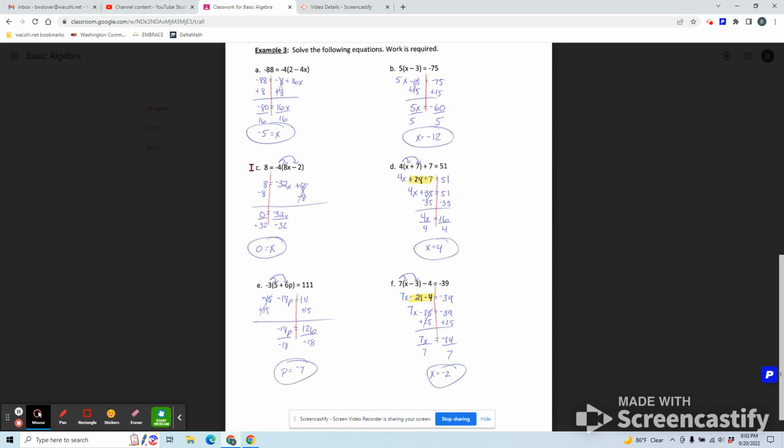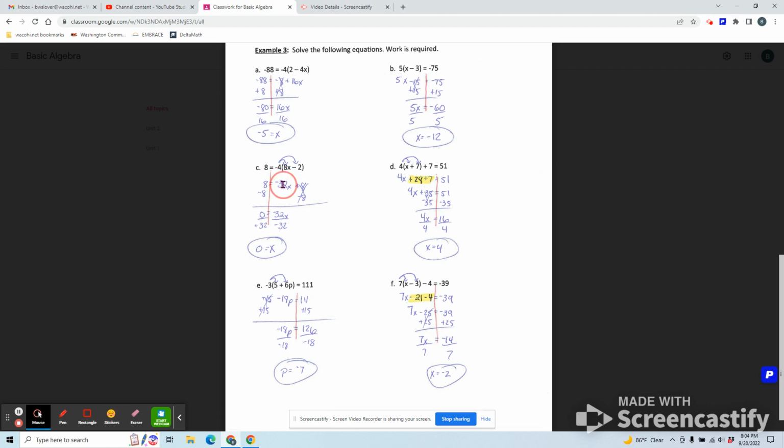Let's actually backtrack to letter C. On this one, there are no like terms when we work through it, but I want to discuss what happens towards the very end. So we distribute a negative 4. It's not saying 4, it's saying negative 4 times that quantity. So I'm doing negative 4 times 8x, which is negative 32x. Negative 4 times negative 2 is positive 8. If you're having trouble with negatives, use your calculator. Negative 4 times negative 2 is positive 8.